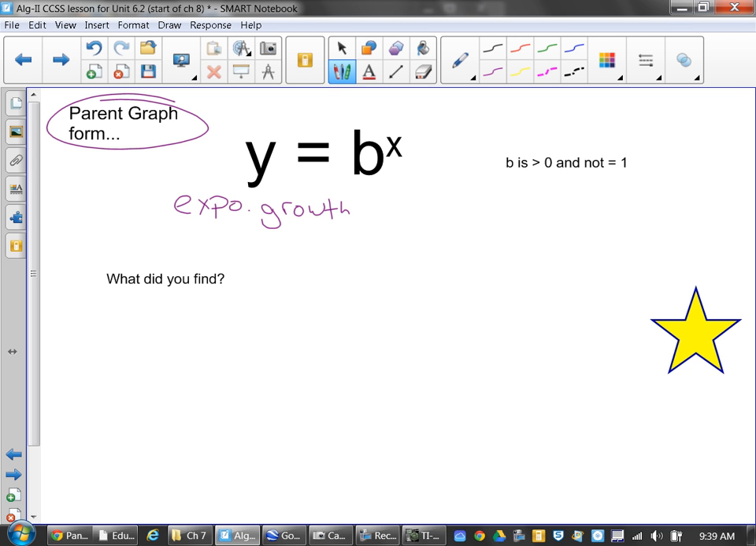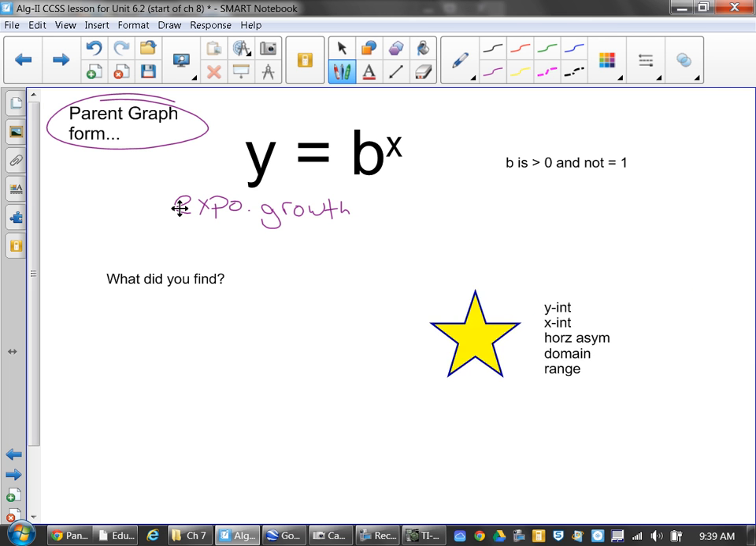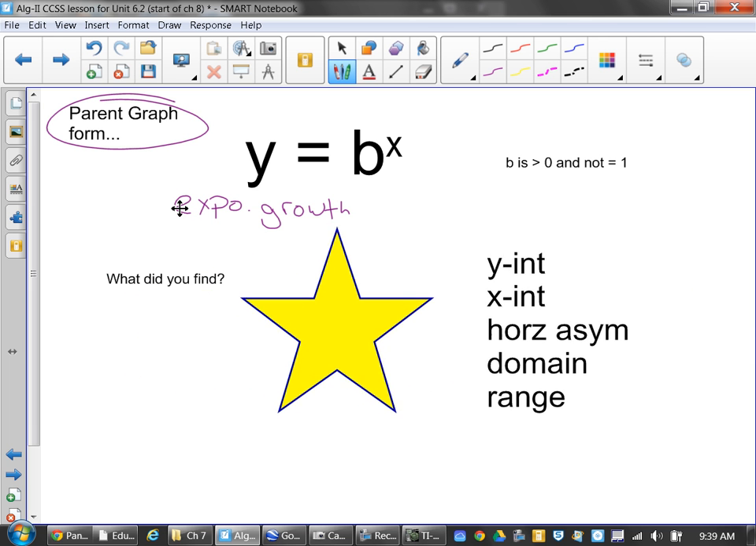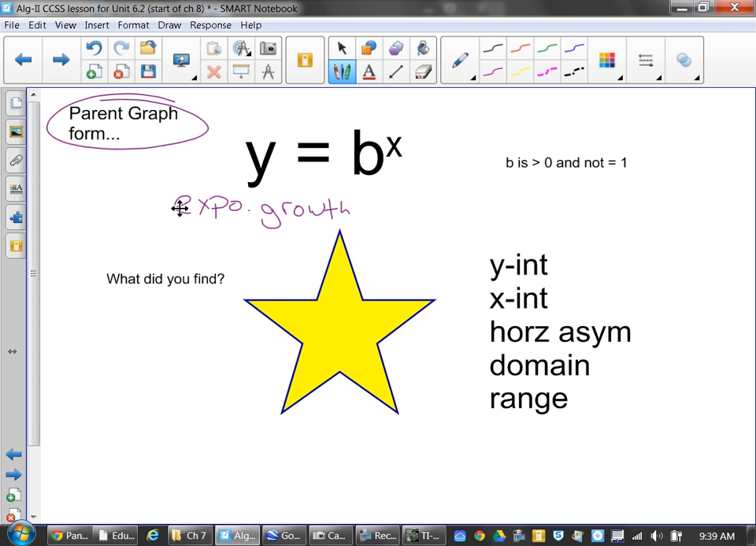As you go through this, and you've already found these things out, what was the x-intercept of this parent function for all of these? Excuse me, the y-intercept, I'm sorry. What was the y-intercept for this parent function? 1. Notice, when your y-intercept occurs, what's the value of x? It's 0, isn't it? What is anything to the 0 power? 1. So for the parent function, the y-intercept was always 1.